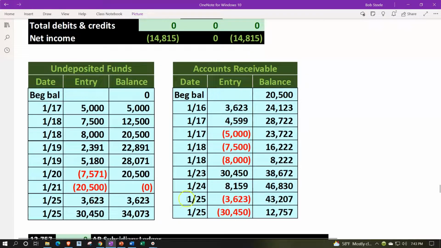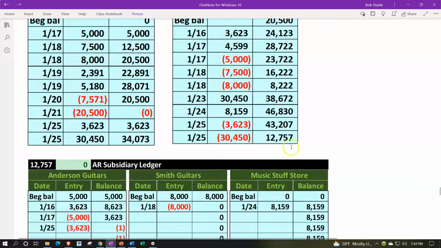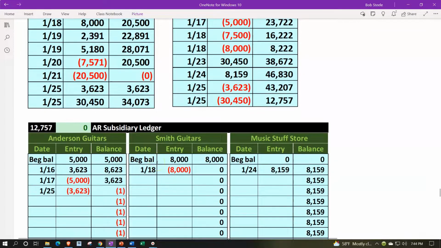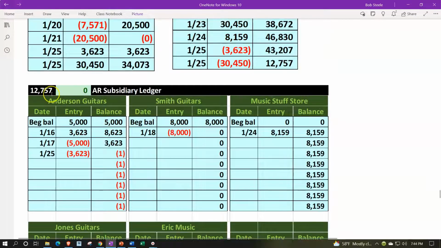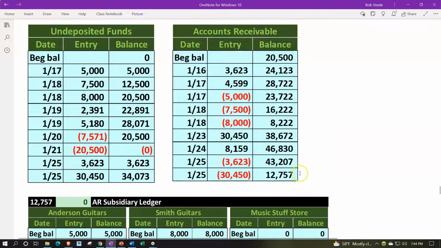The detail down below. We were last time at undeposited funds at the 3,623, goes up by the 30,450 to the 3,473. Accounts receivable was at 43,207, goes down by the 30,450 to 12,757. The AR subledger then is going to be here. We're looking for that 30,000 for Eric Music. They owed us the 30,450, paid us that amount, back down to zero. If we sum up all of the customers, we're at the 12,757, which matches what is on the general ledger and the trial balance.